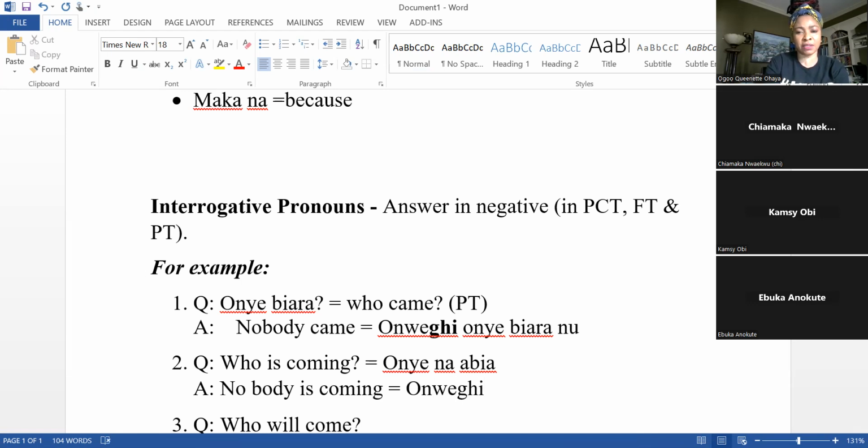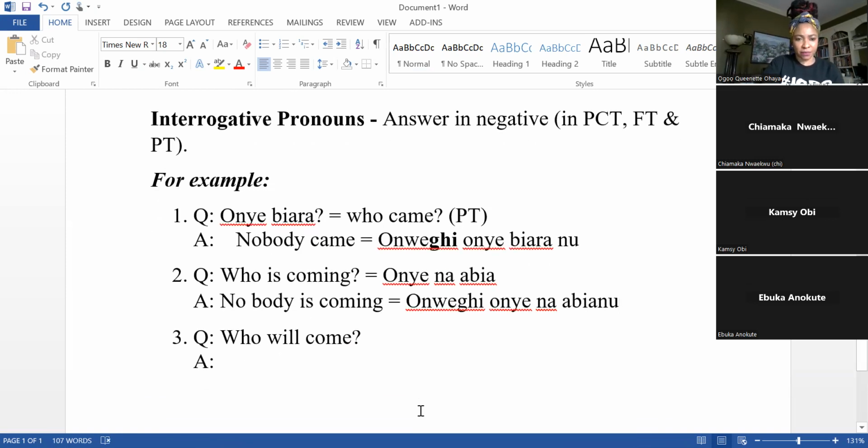Did you notice something here? When you said nobody came, onweghị onye bịaranụ. Now, when you say nobody is coming, onweghị onye na-abịa, I need you to pay attention to what you are putting there. When is past tense, present continuous tense, and future tense. So you all need to pay attention to that. Onweghị onye na-abịa. The other one is bịara. Onweghị onye bịaranụ. Nke bụ onweghị onye na-abịanụ. Ebuka, I'm glad that you picked that one.